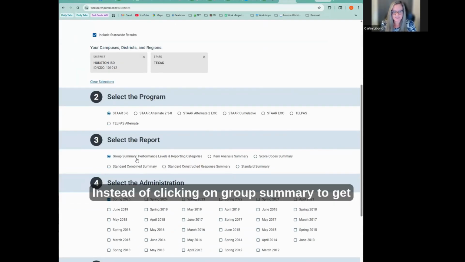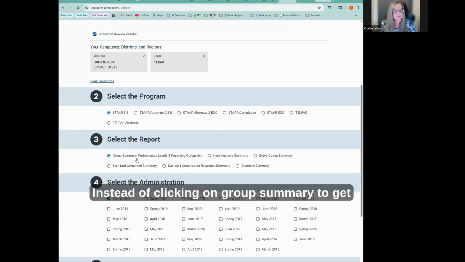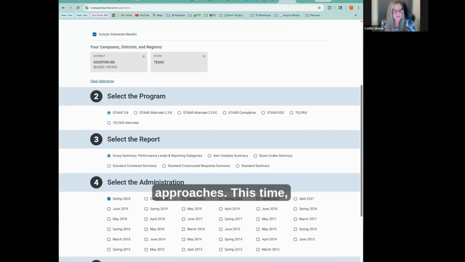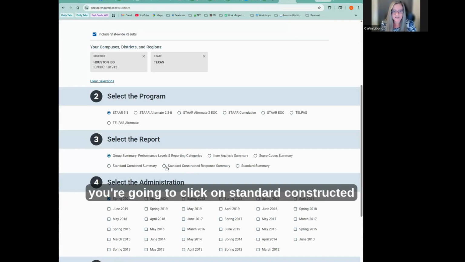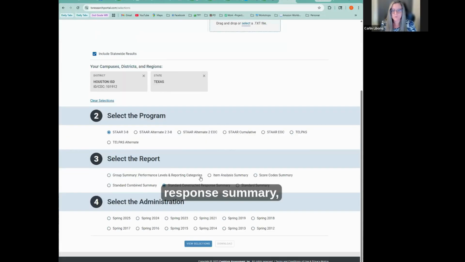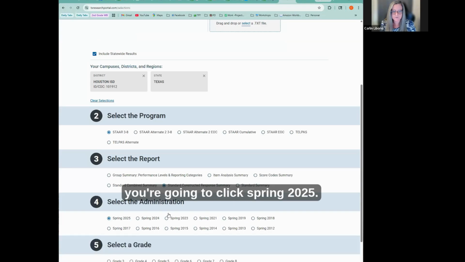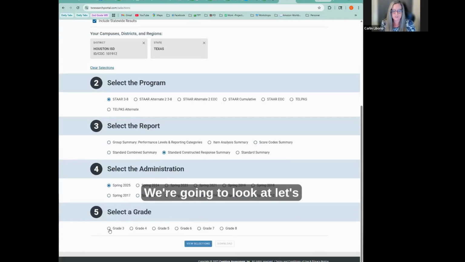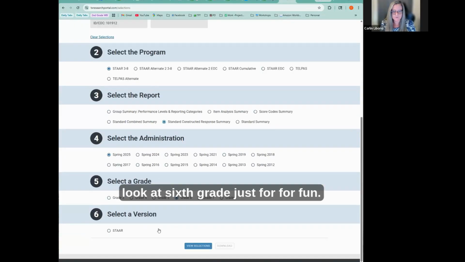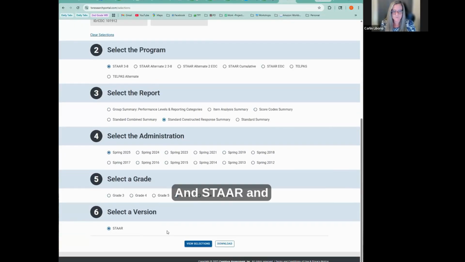And this time, instead of clicking on group summary to get the basic does not meet and approaches, you are going to look at ECRs. In order to look at that, you're going to click on standard constructed response summary, and then click spring 2025. Let's look at sixth grade just for fun, and STAAR.